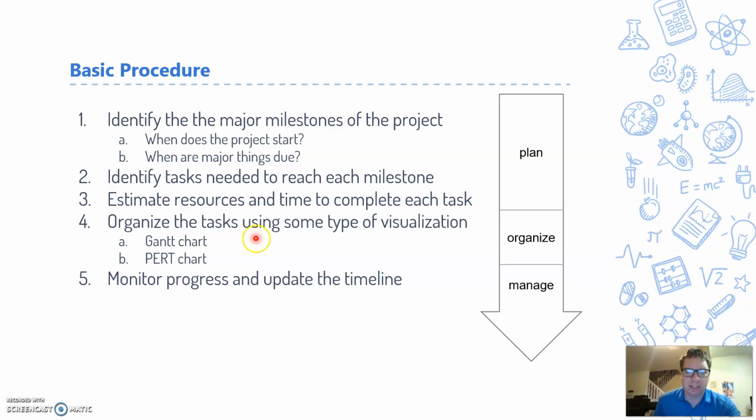So there's two types of visualizations we're going to look at here in a second. The first one is the Gantt chart, and the second is the PERT chart. So we'll look at those in just a second. And then the last thing we're going to do is we're going to manage the project. We're going to monitor our progress. We're going to see if things are going well, if they're not going well. We'll talk about some things we could do if things aren't going well.